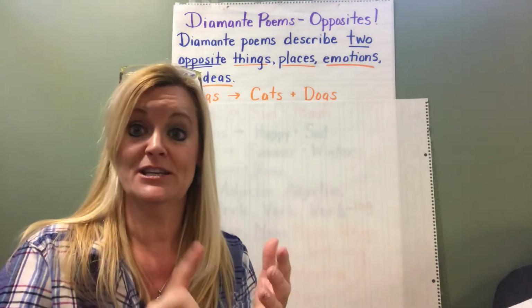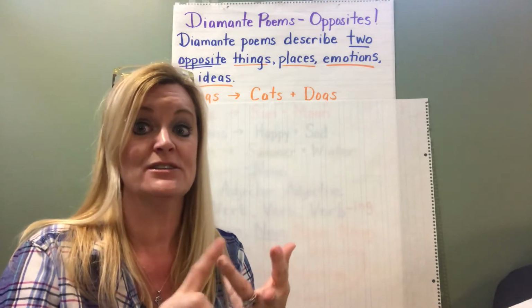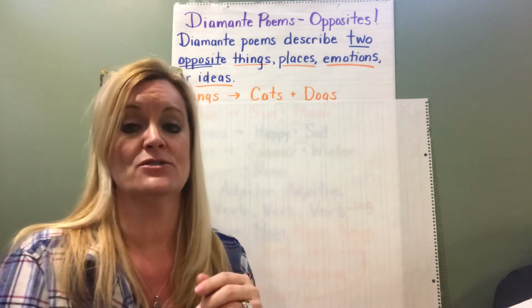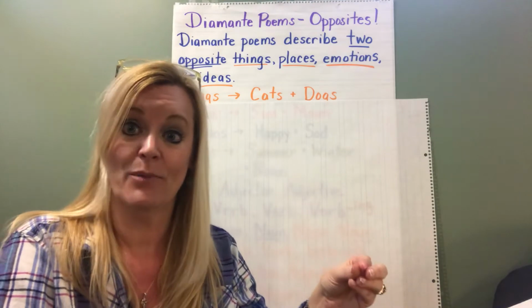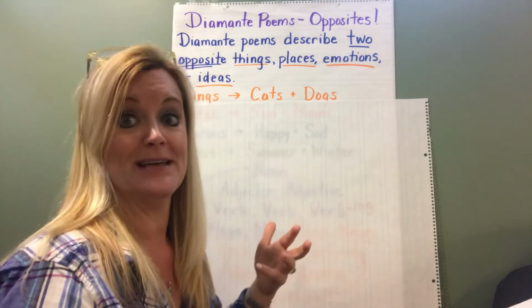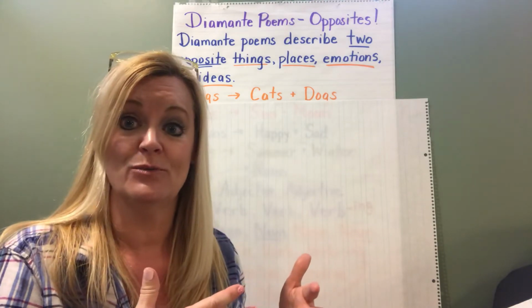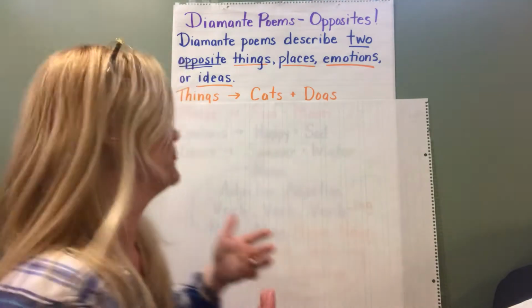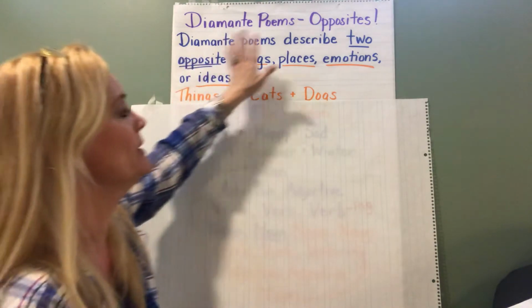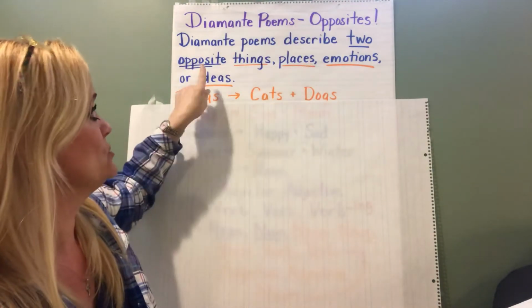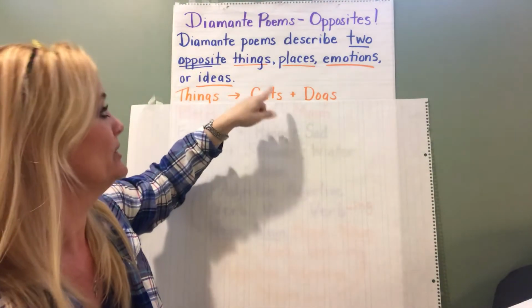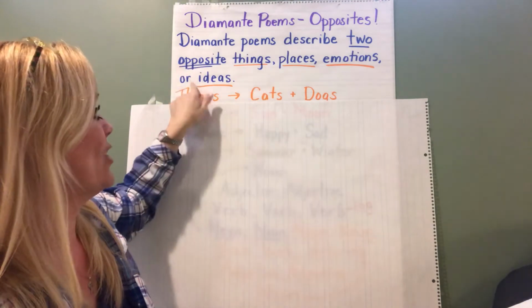You're also still going to need adjectives, nouns, and verbs, so that's really important too, and so that's a tie-in to our cinquain poem. So let's talk a little bit about Diamante poems, and then we'll do some examples, and we'll go over them together so that you'll be ready to tackle some of those this week on your own. So a Diamante poem is about opposites. It describes two opposite things, places, emotions, or ideas.